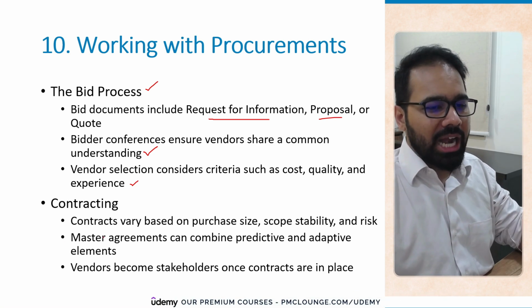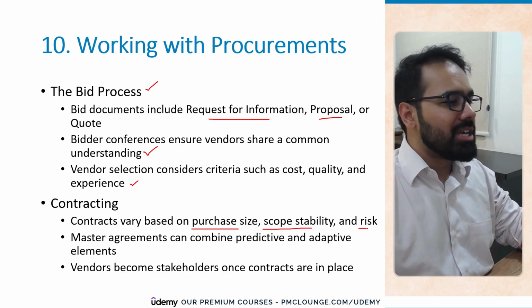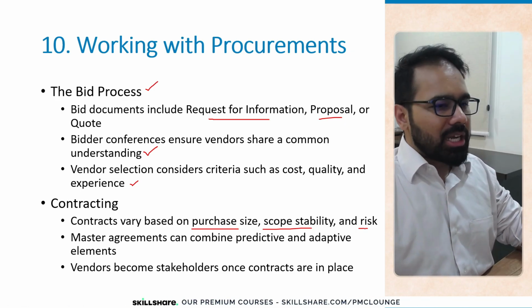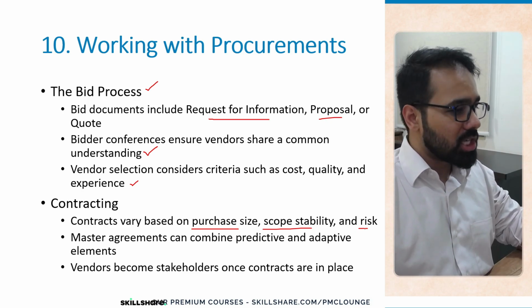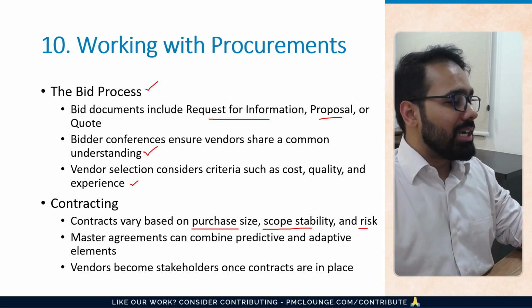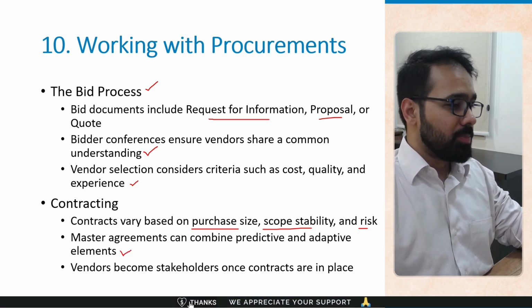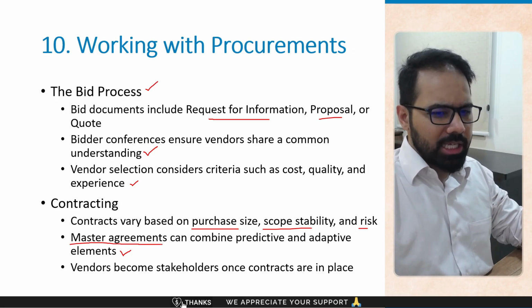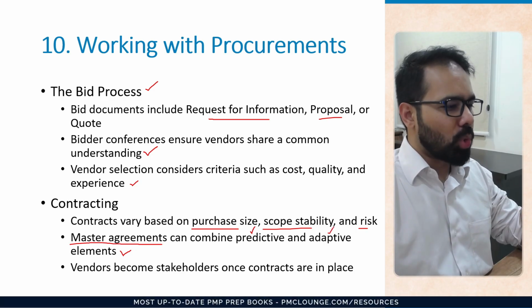Now let's talk about contracting. So contracts vary based on purchase size, scope, stability, and risk. For a small purchase, a simple agreement can also work. But when you're dealing with larger purchases, you will require detailed contracts. Now, master agreements can combine predictive and adaptive elements. What this point means is that you have a master agreement in place which has elements of both predictive as well as adaptive processes.